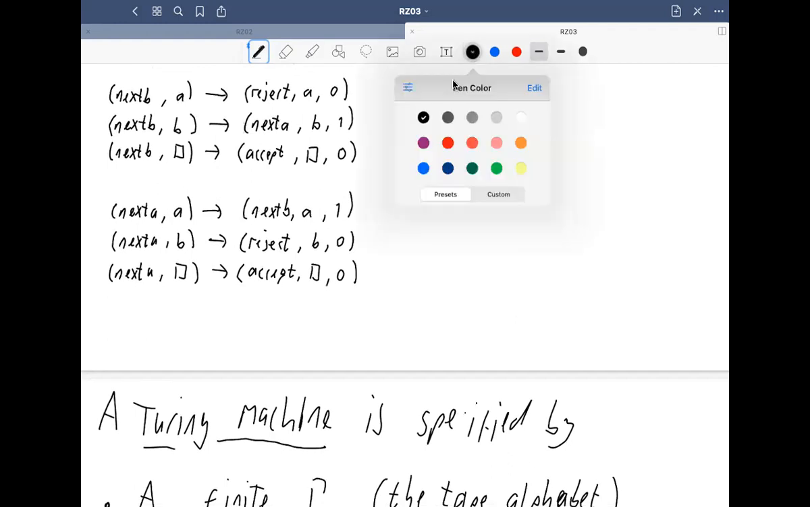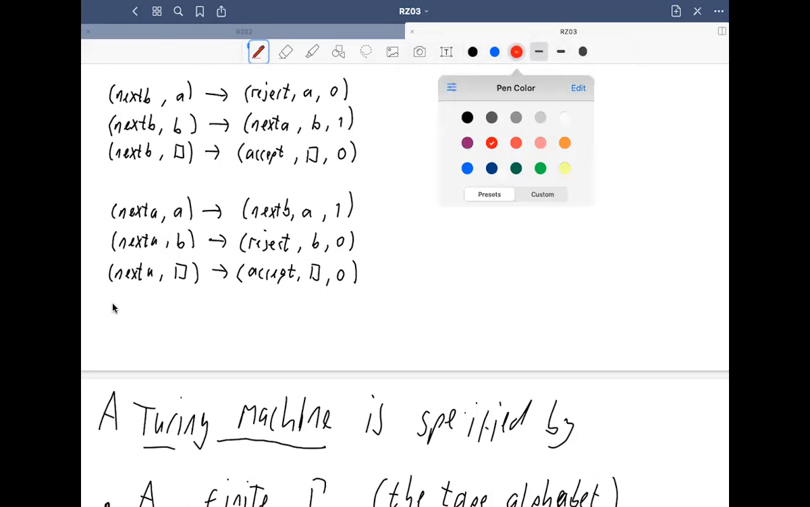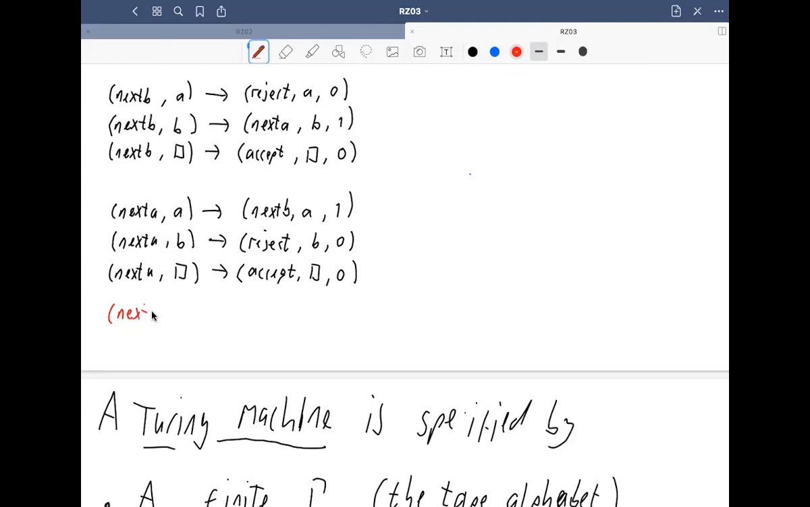So I'm going to make this machine non-deterministic by adding, let's put it in red to make it clear what we're adding to last week's. So I'm just going to add another transition from next day and B.